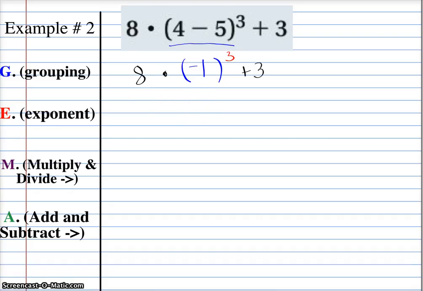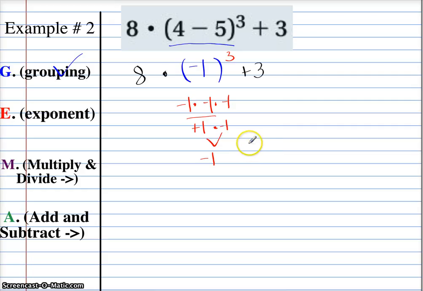So this -1 cubed can be rewritten. Let's check off this grouping because we're done. This can be written as -1 times -1 times -1, three times. Negative and negative make a positive, that's these two, and a positive and a negative make a -1. So all I get is -1. The shortcut is you can use any odd exponent with a -1 and it will always be a negative number.